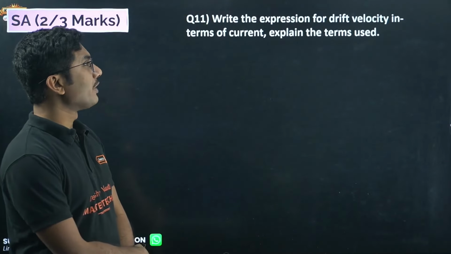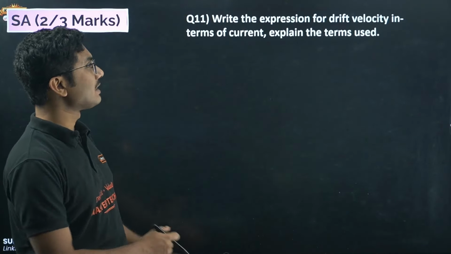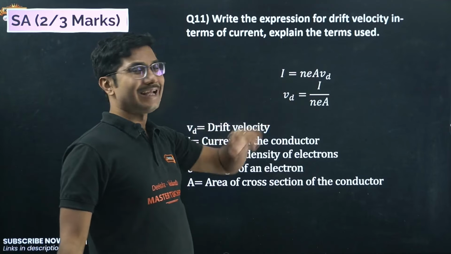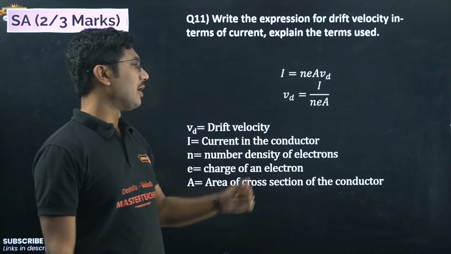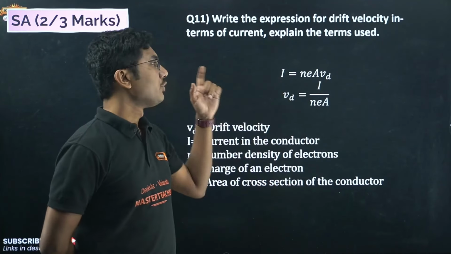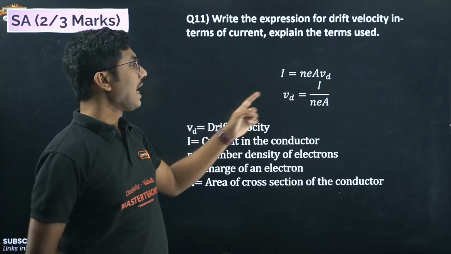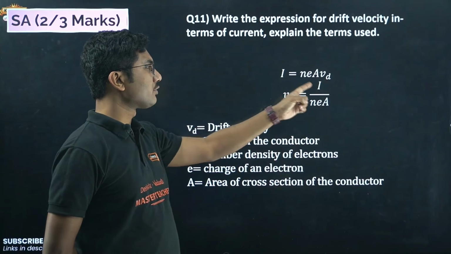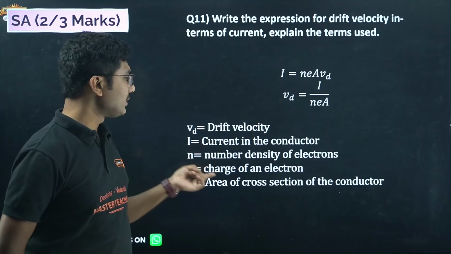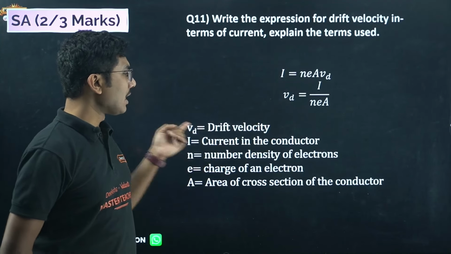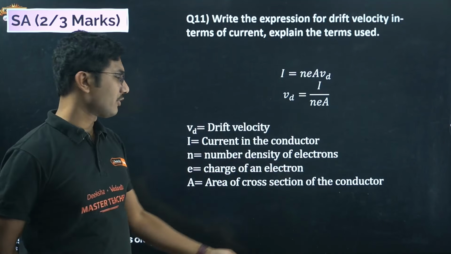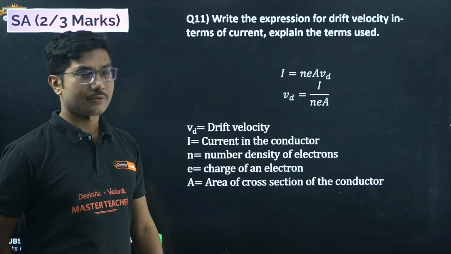Write the expression for drift velocity in terms of current. Explain the terms used. So obviously current is given by NEAVd. I always ask my students to remember this equation. This is a very important equation. So I equals NEAVd, and from here you can say Vd equals I by NEA. Okay, where Vd is drift velocity, I is the current in the conductor, number density of the conductor is given by small n, e is the charge of an electron, and A is the area of cross section of the conductor.